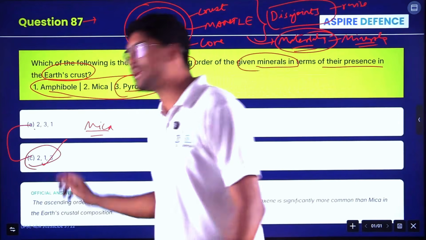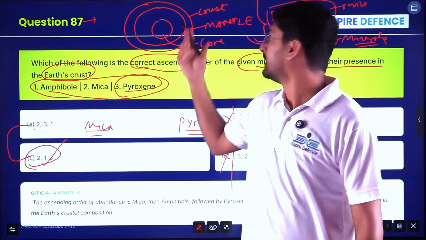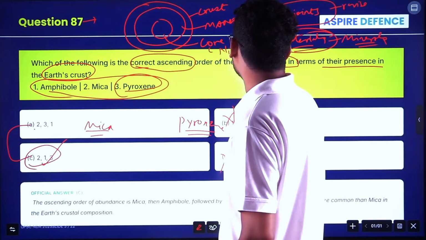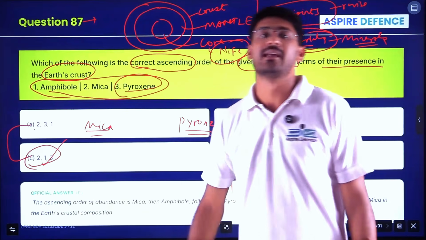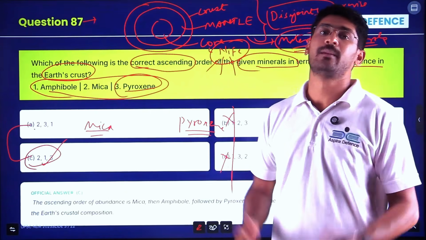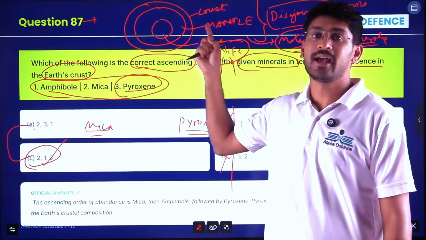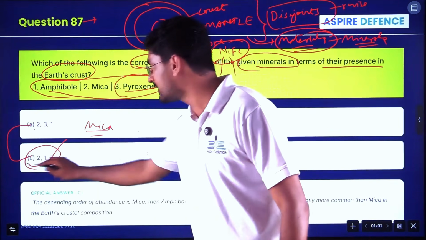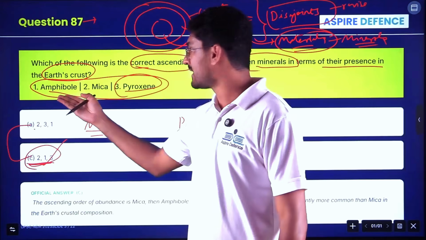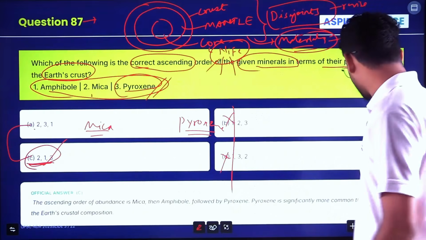So you should know which is the highest mineral and which is the lowest mineral with respect to earth crust, earth mantle, earth core. For example, the earth core is made up of nickel and iron, that is the highest percentage. You should know again in that what the mineral breakup is. That is present in the geography 11th and 12th text. Revise this area, this is the second important thing. So the option is C, 2, 1, 3. Ascending order: mica first, then amphibole, then pyroxene, the highest content in the Earth's crust. Clear?